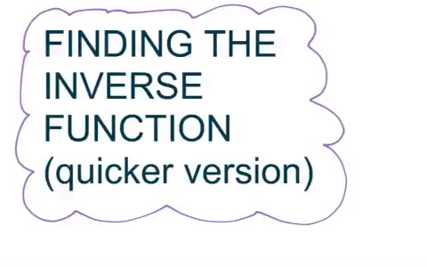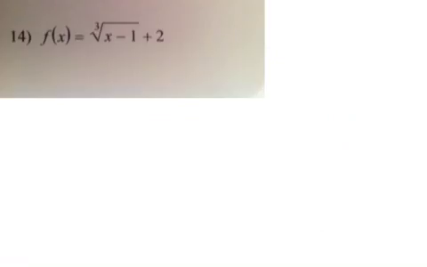Hey, ladies and gentlemen, this is, as I call it, a quicker version of finding the inverse function. In other words, I am strictly going to tell you exactly what to do. So look at problem 14 here. First thing we're going to do, knowing that f of x is y, is make it x, and the x now becomes a y. So in other words, to find the inverse, step one, you just switch the x and the y.